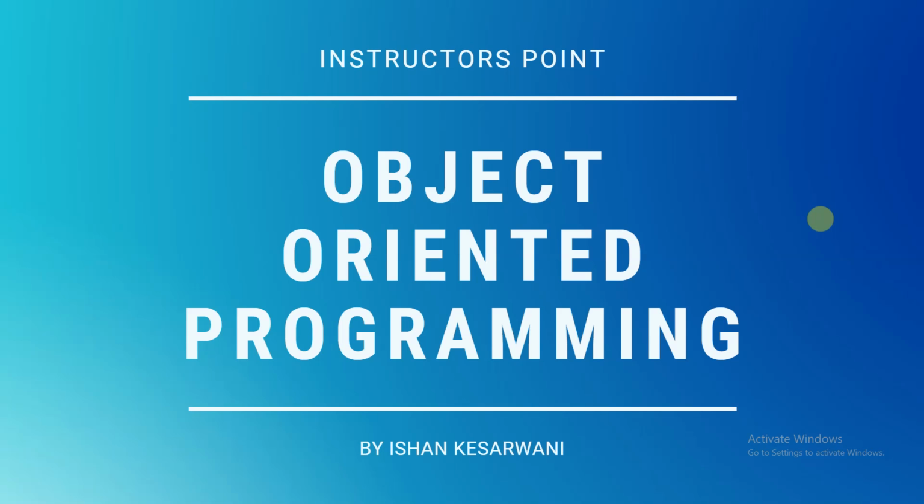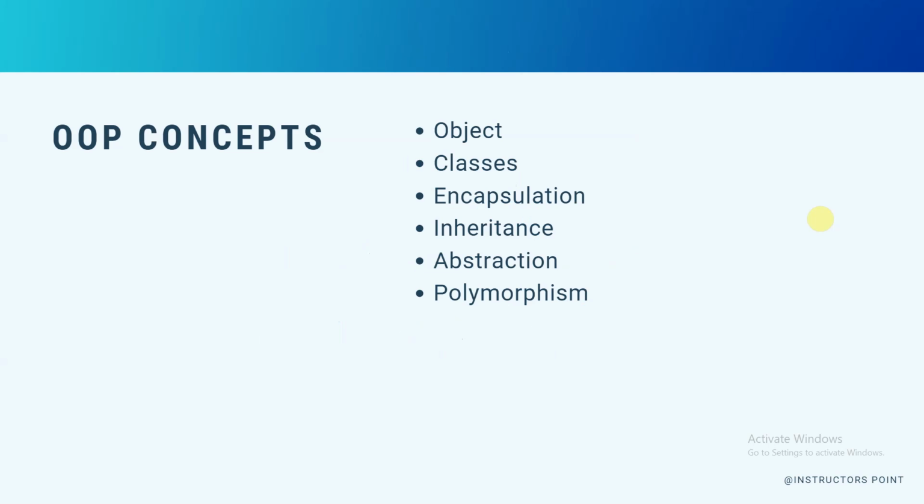My name is Ishan Kesavani and I will be covering object-oriented programming concepts. So, what are the object-oriented programming concepts? They consist of objects, classes, encapsulation, inheritance, polymorphism, and abstraction. As we all know, Java is an object-oriented programming language, so we are covering these concepts. Let's look at them one by one.